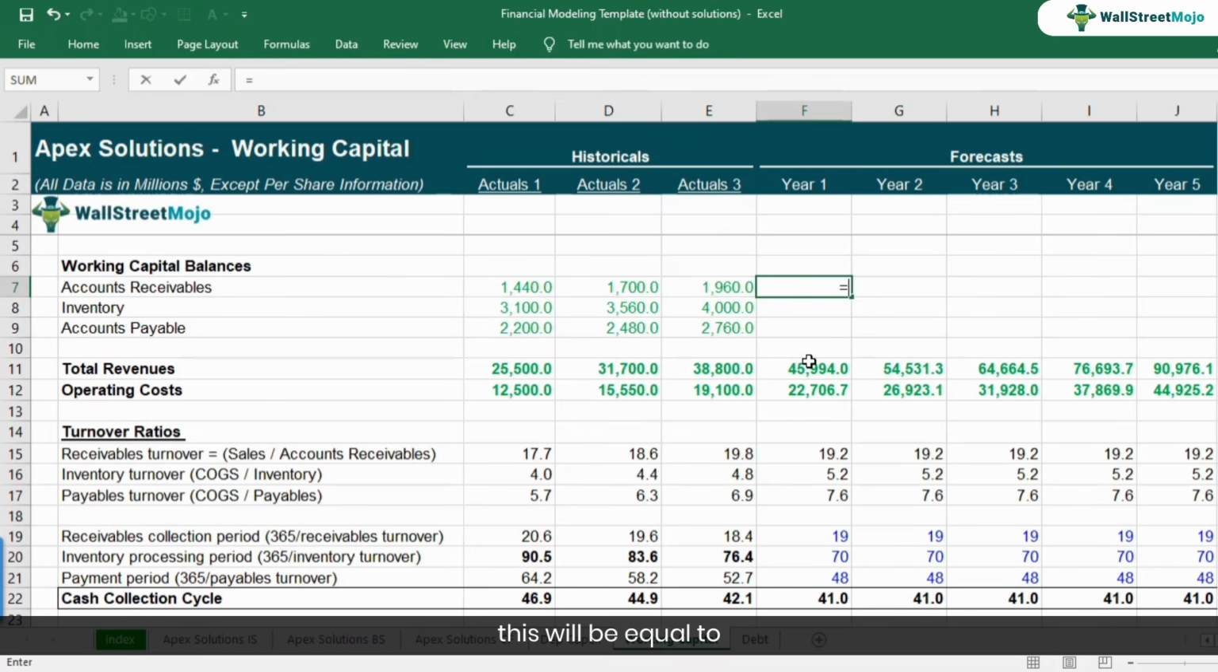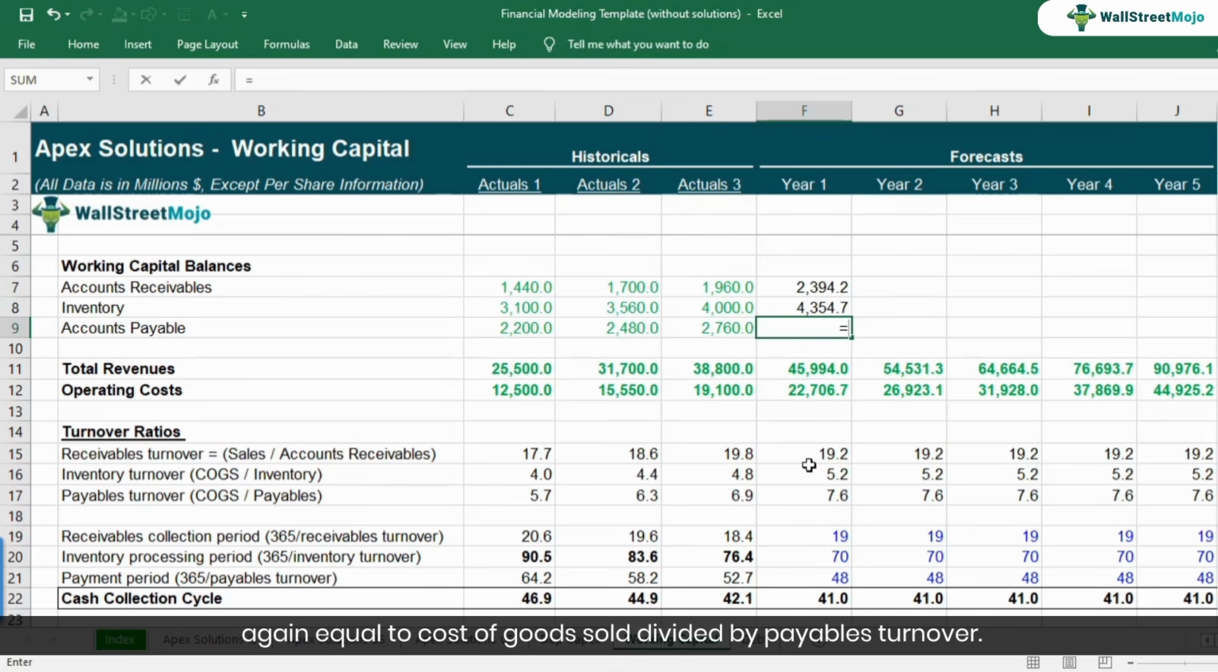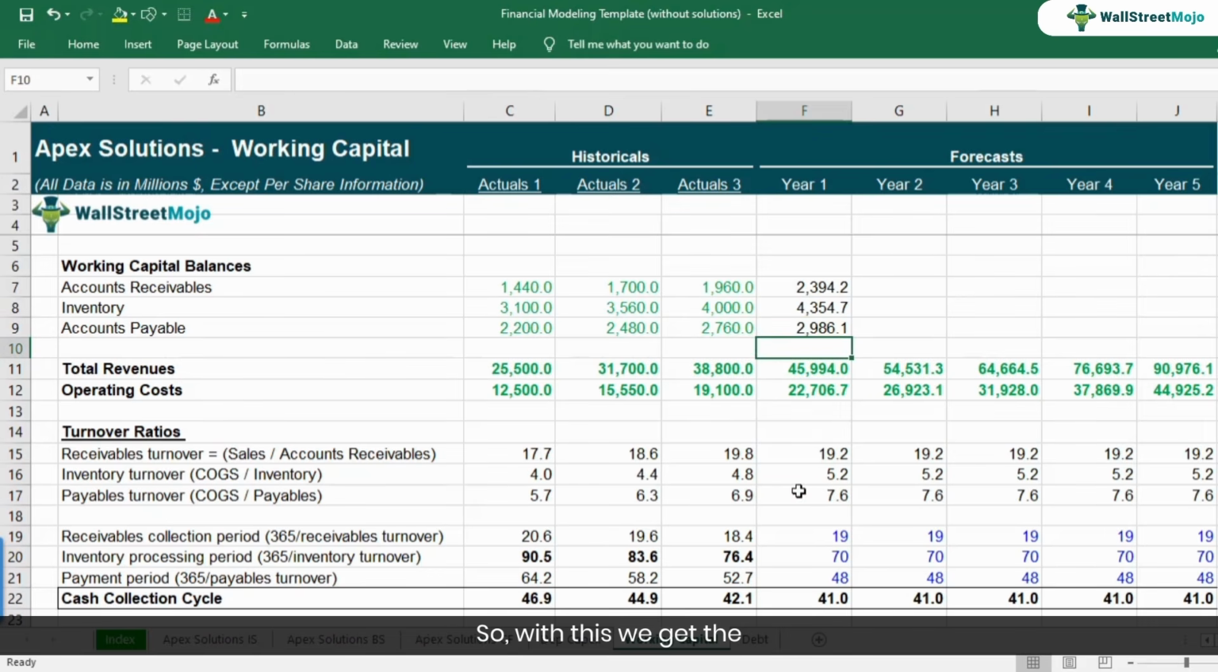Okay, so using this reverse logic, we can find account receivables. So let's do that. Here, this will be equal to sales divided by account receivables turnover, and that will give us the account receivables actual number. Similarly, when it comes to inventory, we'll have it the same way. It will be equal to cost of goods sold divided by your inventory turnover. And coming to accounts payables, this will again be equal to cost of goods sold divided by payables turnover.